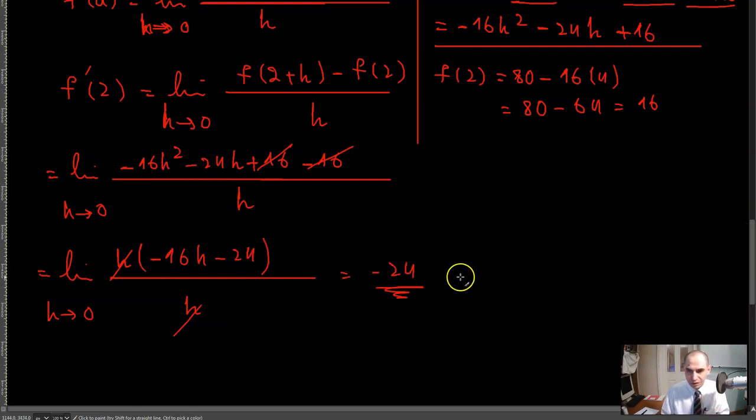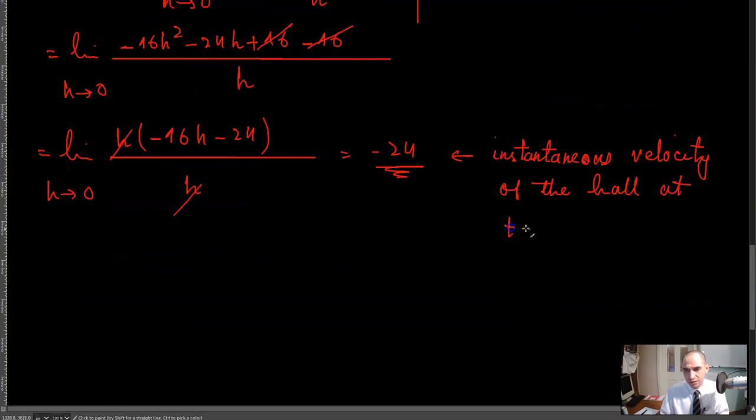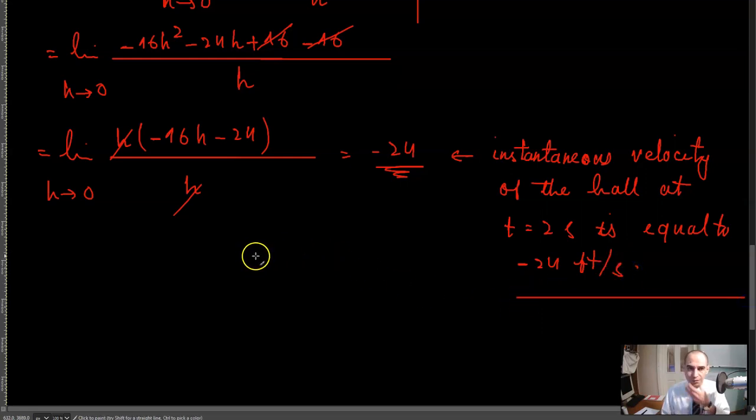which means that essentially this is the instantaneous velocity of the ball at t is equal to 2 seconds, which is equal to negative 24 feet per second. Negative 24 feet per second.